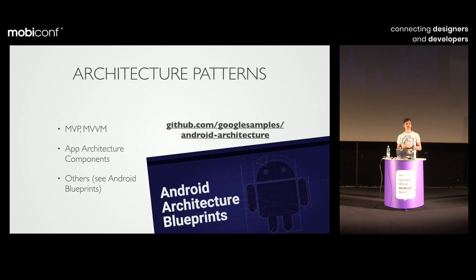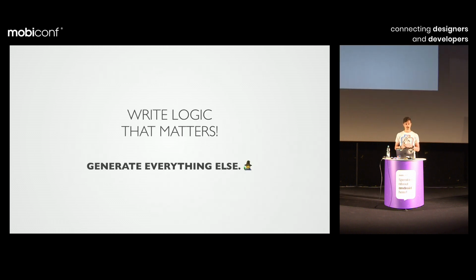In our case, we started with architectural pattern model view presenter. But I think that today we are closer to MVVM after the adjustments for our needs. And if you have no idea how to start, I highly recommend checking this repository called Android Architecture Blueprints. There are a lot of different cases of how to build the code architecture, so for sure you will find something for you. And when you pick the best pattern for you, the last thing you need to focus on is writing the logic that matters to you. So the rest of the code could be generated.